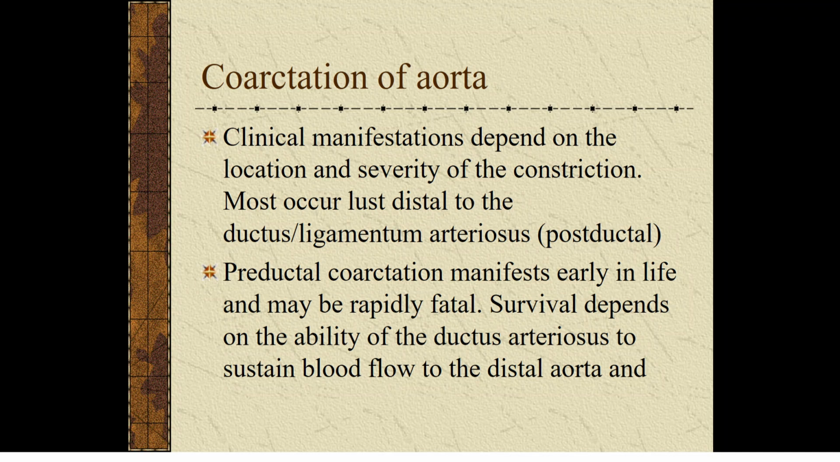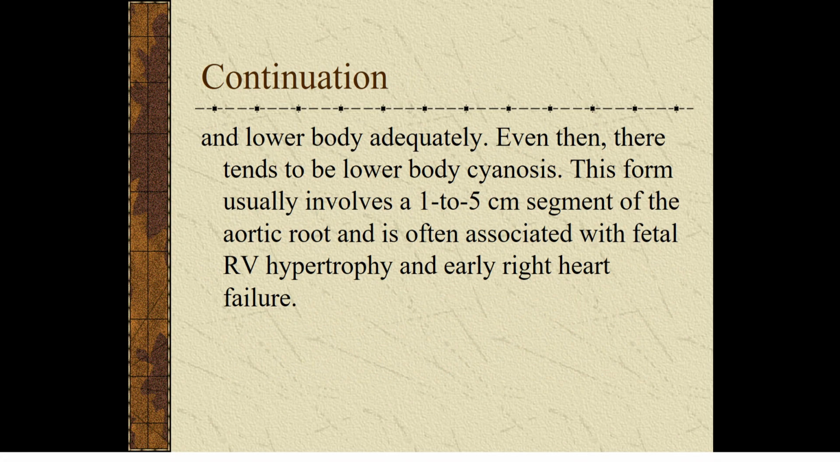Clinical manifestations depend on the location and severity of the constriction. Most occur distal to the ductus ligamentum arteriosus, postductal. Preductal coarctation manifests early in life and may be rapidly fatal. Survival depends on the ability of the ductus arteriosus to sustain blood flow to the distal aorta and lower body adequately. Even then, there tends to be lower body cyanosis.